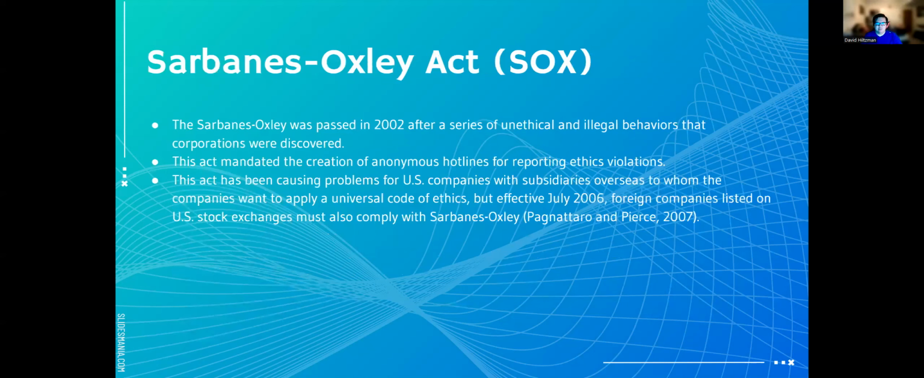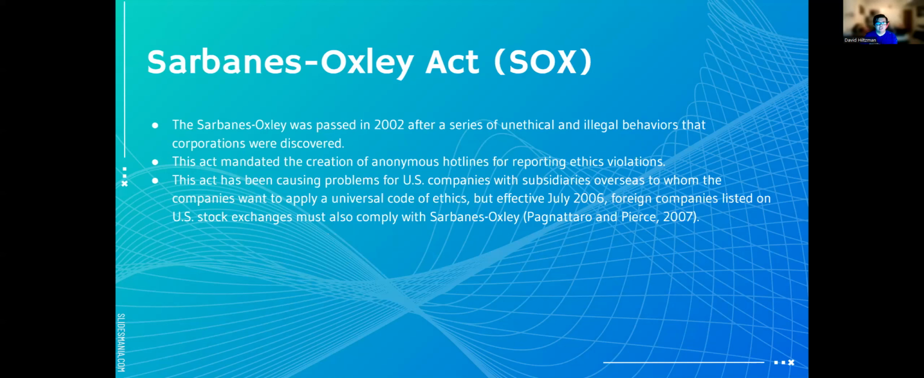One of the big things was Sarbanes-Oxley in 2002, after a lot of companies were caught doing some very illegal and very unethical behaviors. And this is where the anonymous hotlines really came into play. Before this, there had been a lot of companies moving to this, but this made it the national standard.